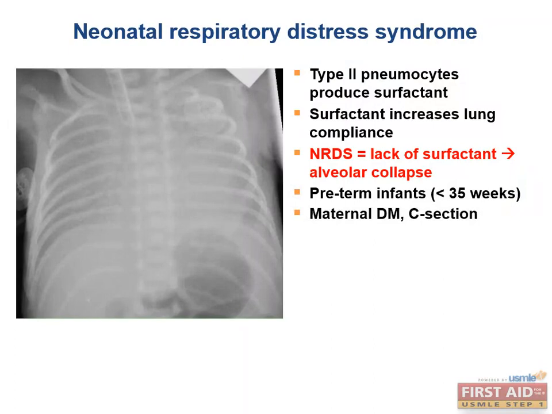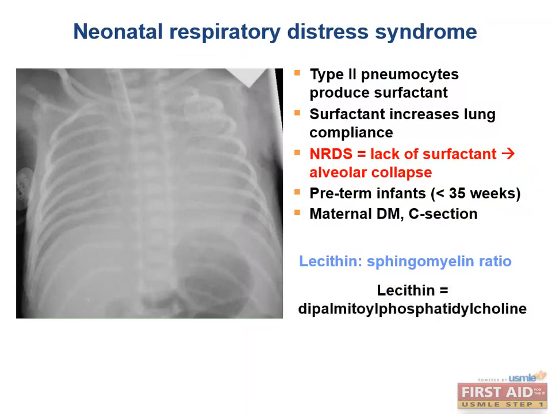Classically, it's preterm infants, especially those born before 35 weeks. Other risk factors include maternal diabetes and C-section. An important marker of lung maturity is the lecithin to sphingomyelin ratio of the amniotic fluid. Both lecithin and sphingomyelin are lipids in surfactant, but it's mostly lecithin, otherwise known as dipalmitoyl-phosphatidylcholine, that gives surfactant its properties.